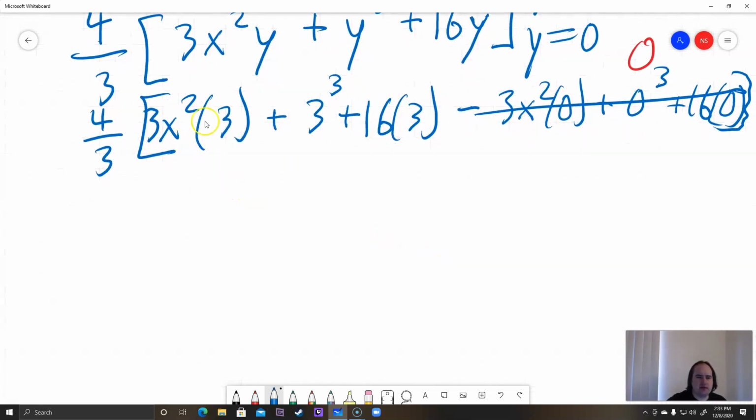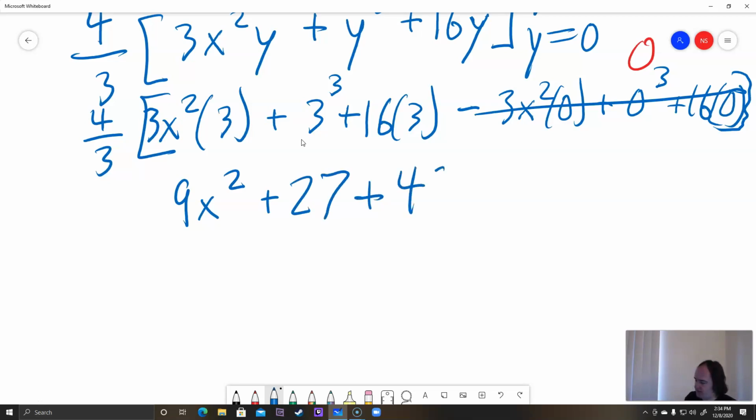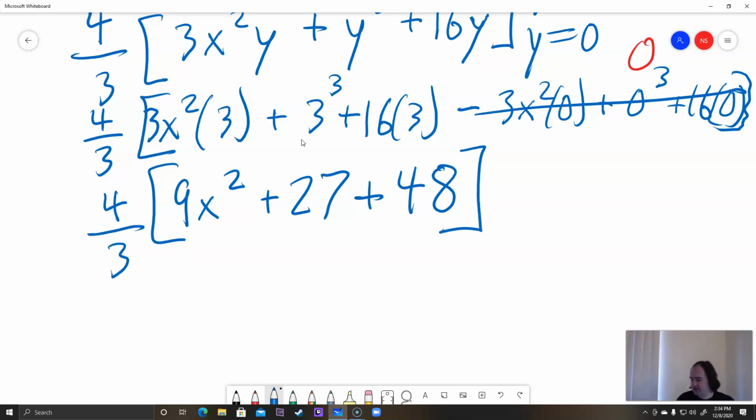And then simplifying, 3 times 3 is 9. So here we have 9x squared plus 3 cubed, which is 27. And then 16 times 3 is 48. So we have 9x squared plus 27 plus 48. And we still have a 4/3 out front.